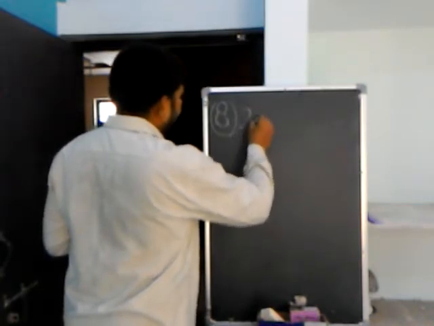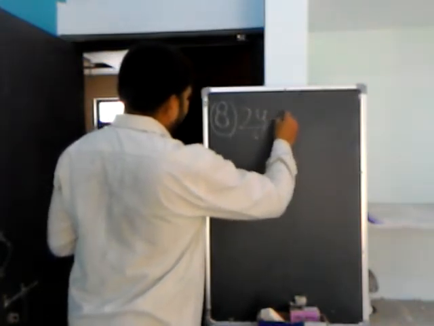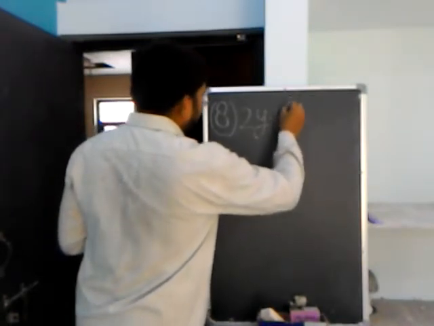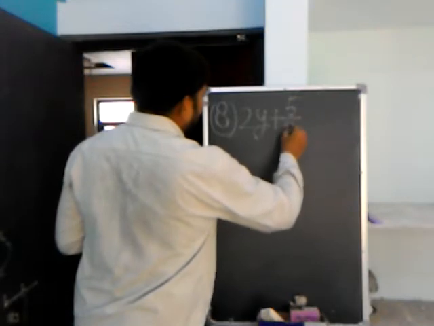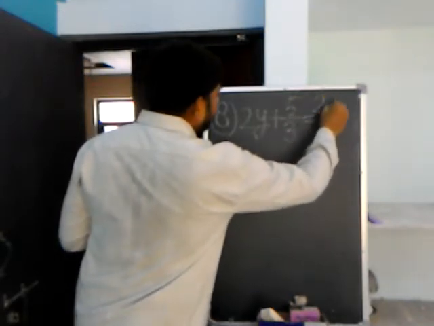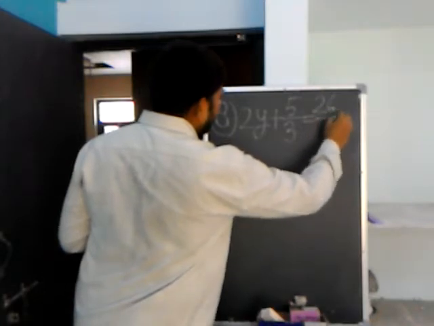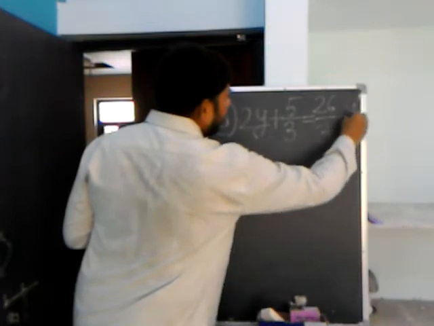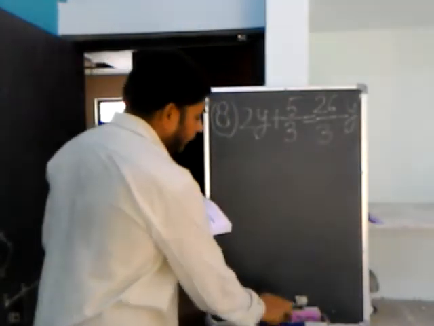2y plus 5 by 3 equals to 26 upon 3 minus 1. Now we have to solve.